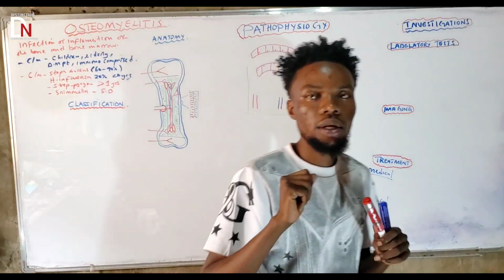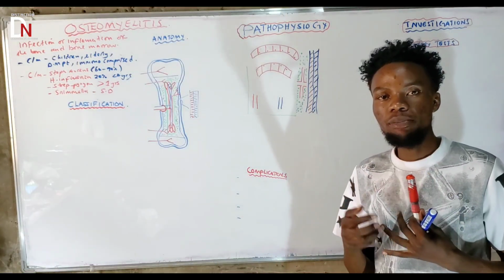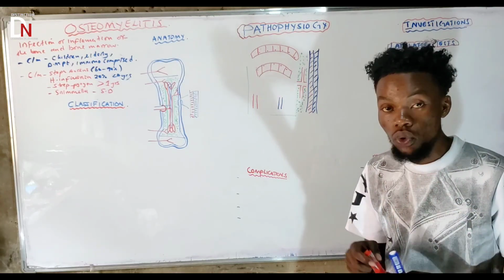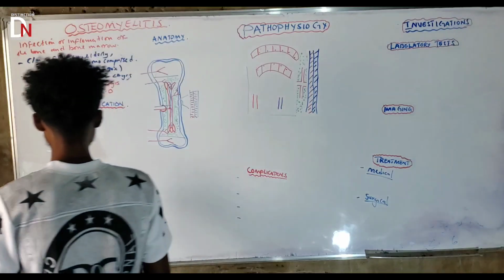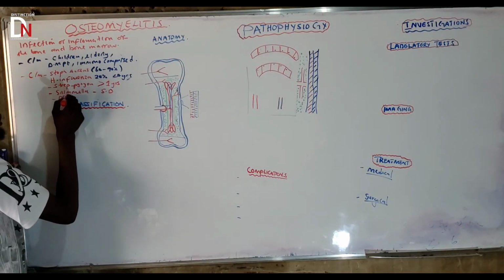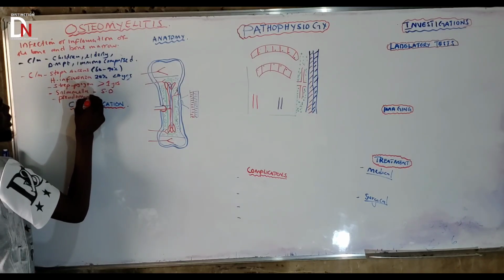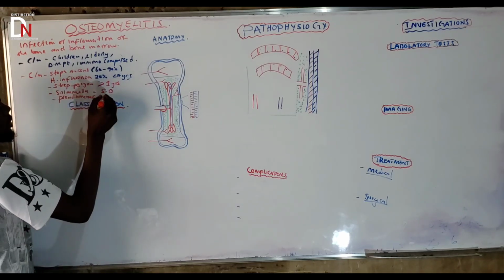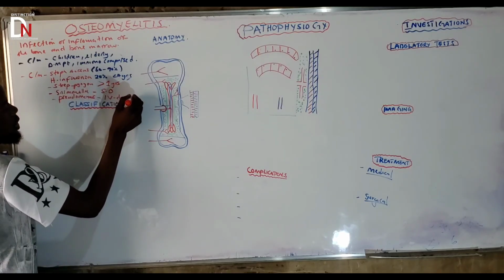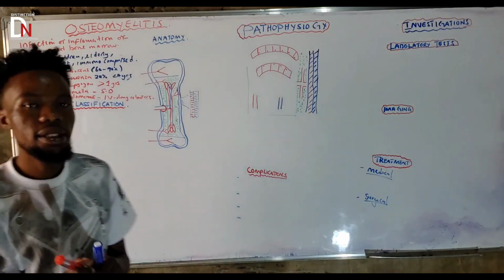And last but not least, if you talk about IV drug abusers, they are at increased risk of having Pseudomonas. Pseudomonas aeruginosa is really common in IV drug abusers. Very important point to take note of.